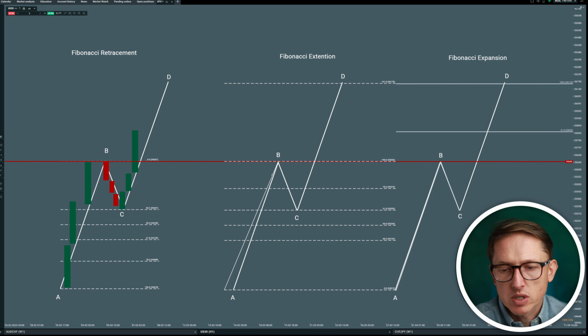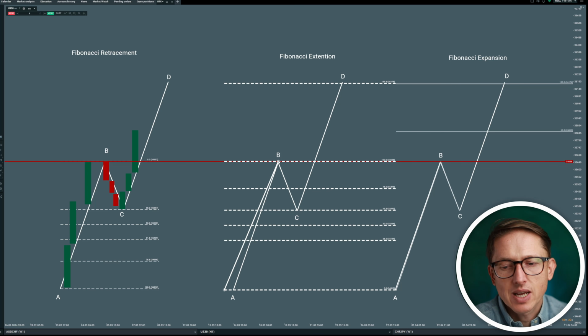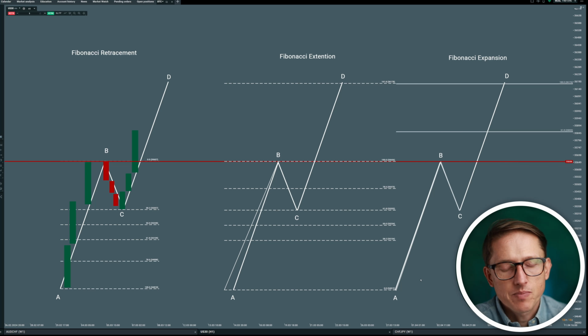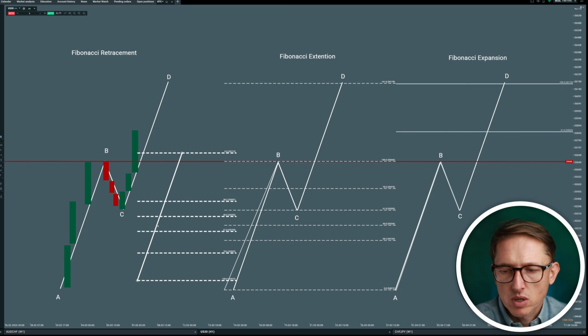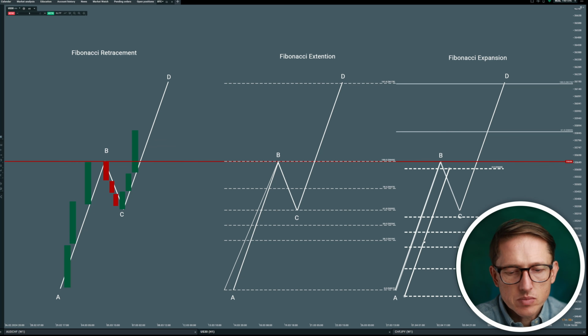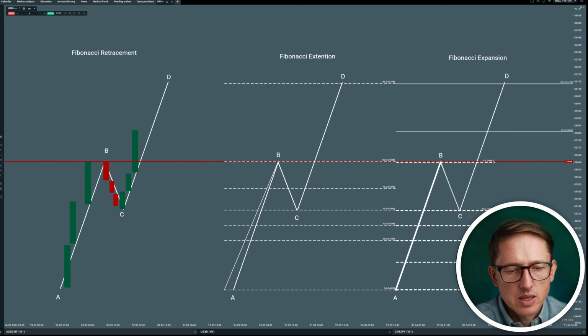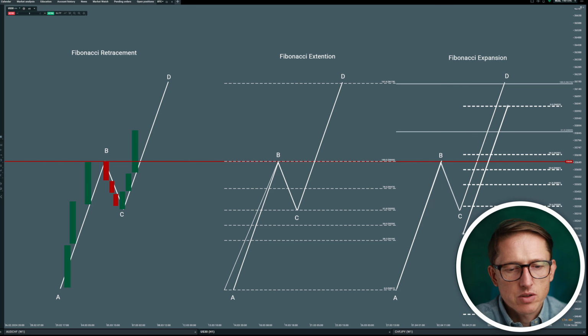So previously, we were calculating extension from point B, and 161.8 we are getting over here. But now, what we do, we are calculating extensions based on point C. To make it more clear, if we take our previous tool, we can see that this is the level 61.8 over here.